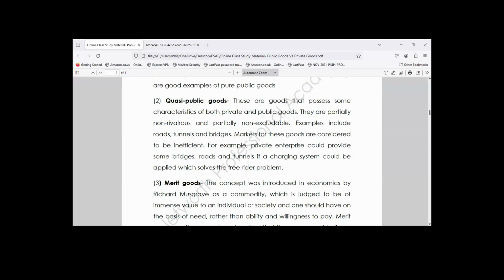So quasi-public goods are those public goods that have some characteristics of public good and also some characteristics of private good. In a nutshell, quasi-public goods are partially non-rival in consumption and partially non-excludable.